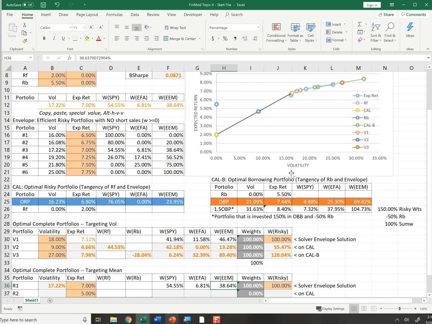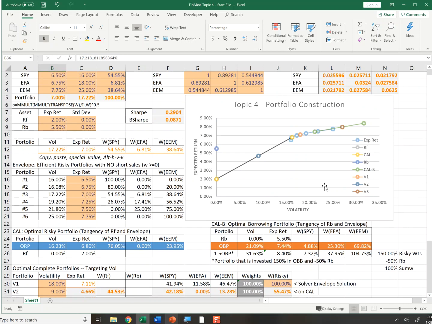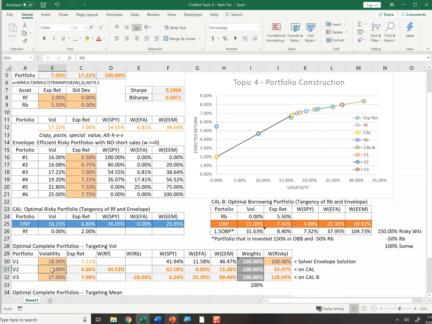And we won't add it this time. I'll just eyeball that. So 17.22% looks like it would show up right there on the envelope, so that looks good. Now to find the second portfolio. The second portfolio wants a 5% expected return. That's less than the expected return of this optimal risky portfolio. Therefore, it must be somewhere on the line segment going from RF to the optimal risky portfolio.